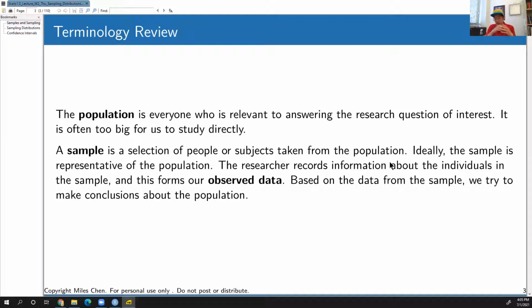So what we have to do instead is we look at a sample, a small selection taken from the population. Ideally, we want our sample to be like a miniature version. We want it to be representative of the population. And when we do that, that forms our observed data. Based on the data that we get from our sample, we try to make inferences about the population.